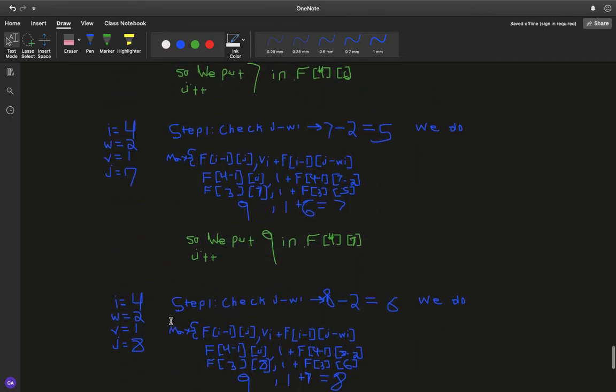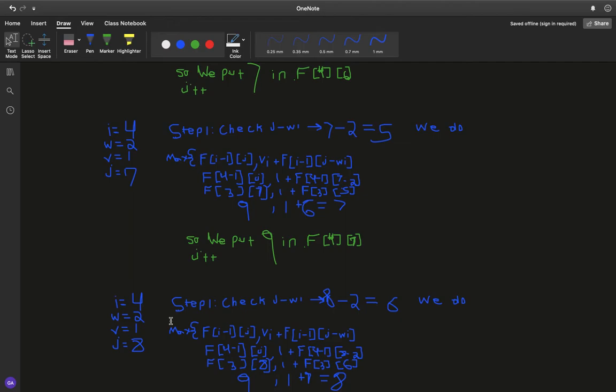Yeah, so now we're on 7. Increment j. j is now 7. We do step 1 again. We check j minus the weight. 7 minus 2 is 5. And now we do the max. We take the max value between these two equations.